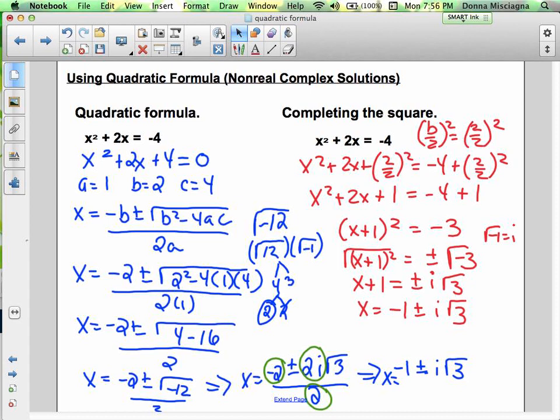So, choose. Take a look at the equation. If completing the square is going to be done in just a few steps, it's probably going to be easier than the quadratic formula.